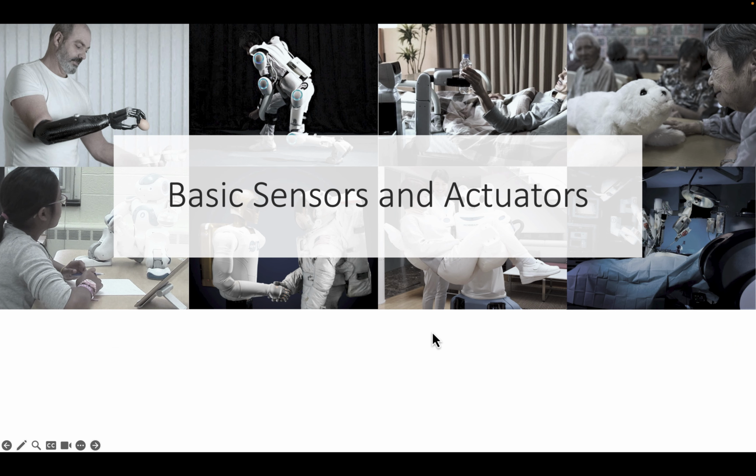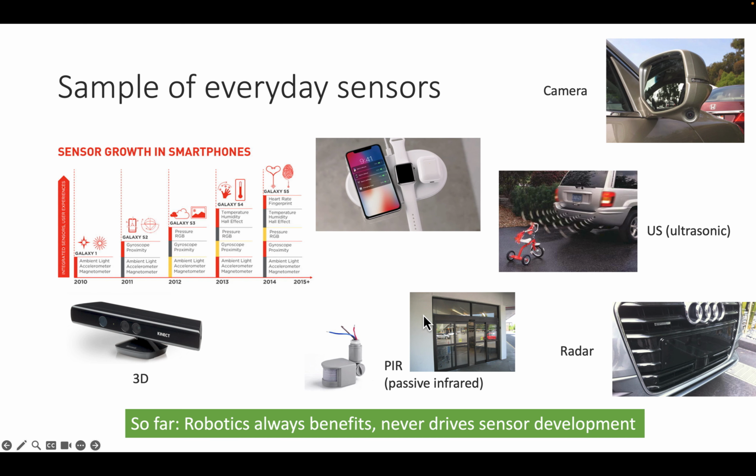All right, so today's focus is on basic sensors and actuators. And first, let's look at a sample of everyday sensors. For example, most sensors nowadays you will find in your smartphone, and we have a little timeline here for the Samsung Galaxy, showing what kind of sensors it has. And as you can see, in just 5 years, the number of sensors triples.